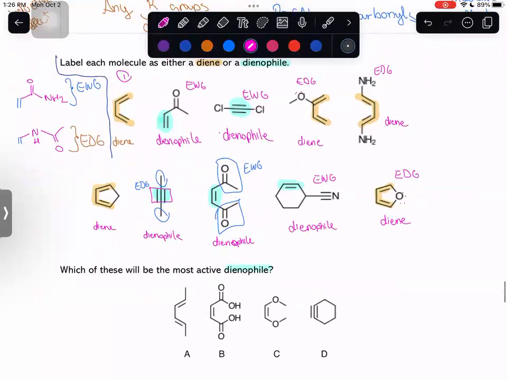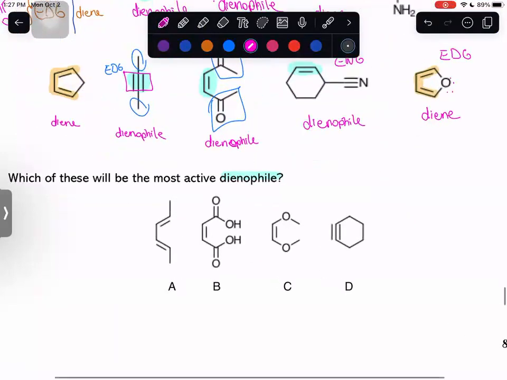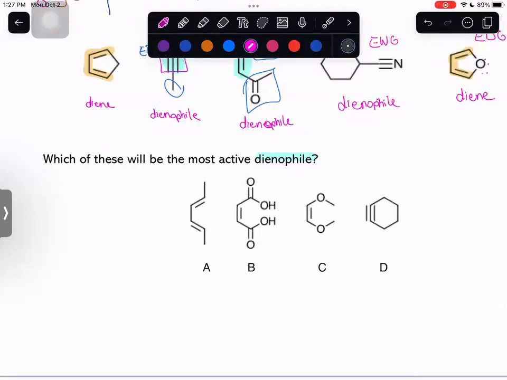Okay, let's look at the next problem. In this case, they're asking you for the most active dienophile. So really quickly, what's the basic structure of a dienophile? What do we say? It's just one double bond or triple bond. That's the basic structure. What's the preference for dienophiles?